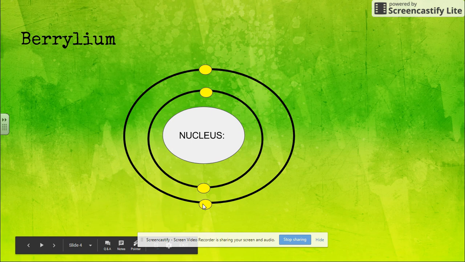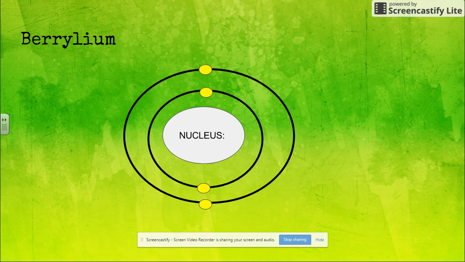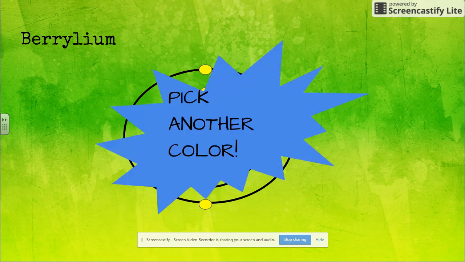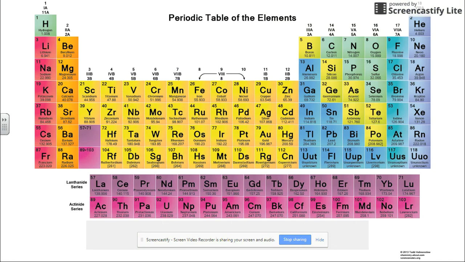So another thing to write down in your notes about your alkaline earth metals is that there are 2 valence electrons in every single one of your alkaline earth metals. So take that down in your notes. 2 valence electrons. When you're ready, you're going to pick another color. So pick another color. We're moving on to the next family group.